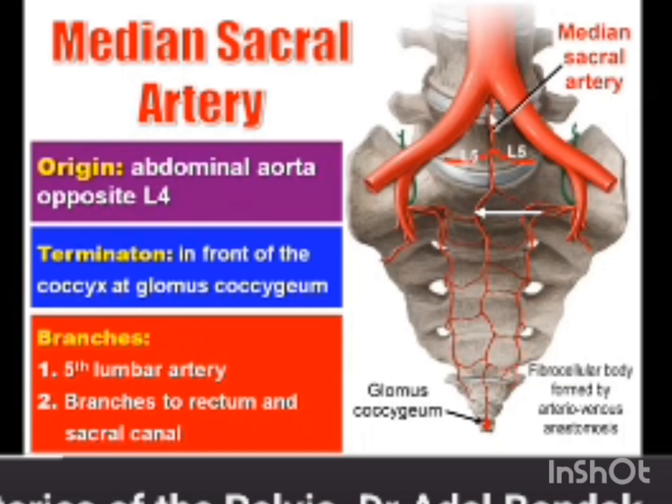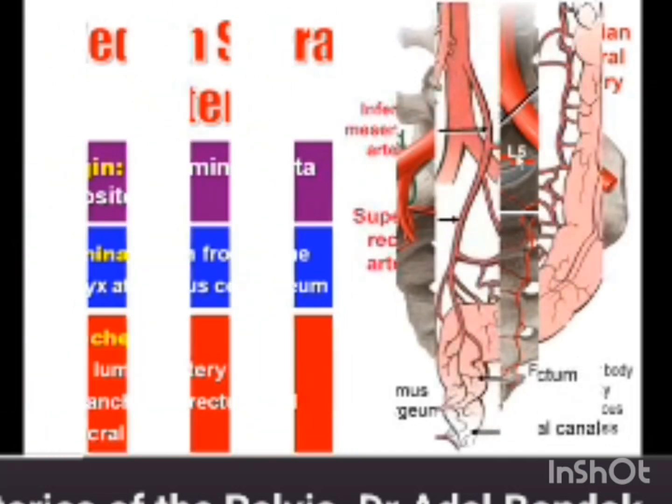So the median sacral artery arises from the abdominal aorta opposite L4. It terminates at the glomus coccygeum. It gives the branches to the rectum, sacral canal, and the fifth lumbar artery.